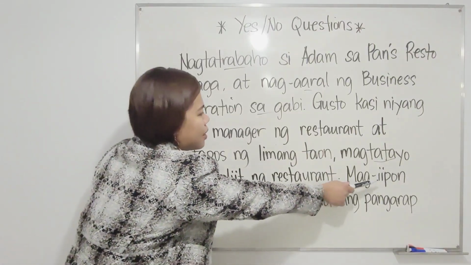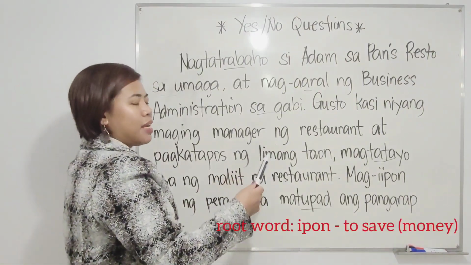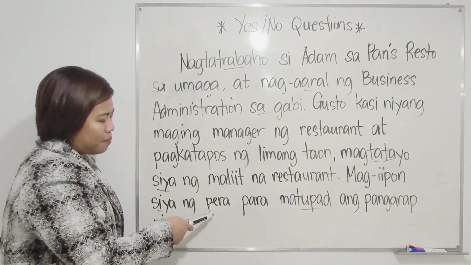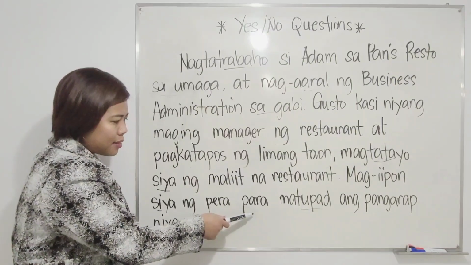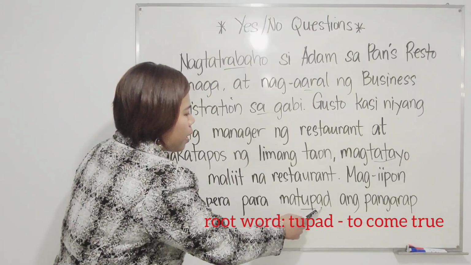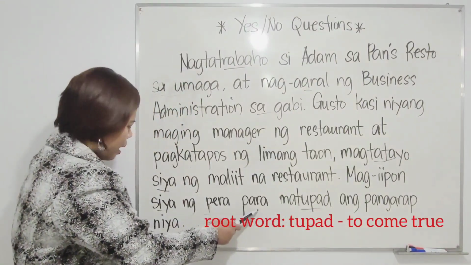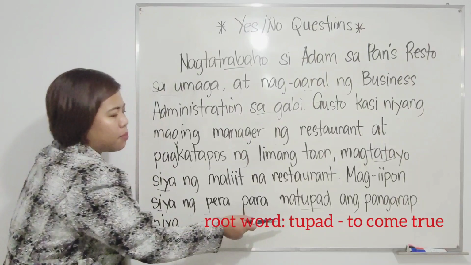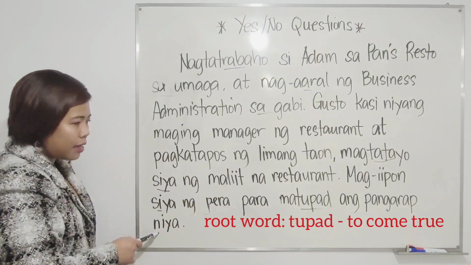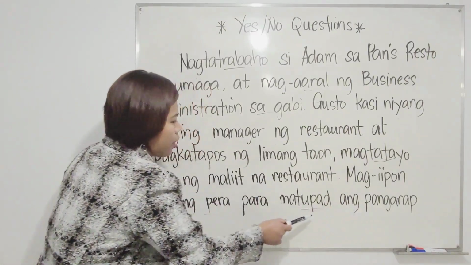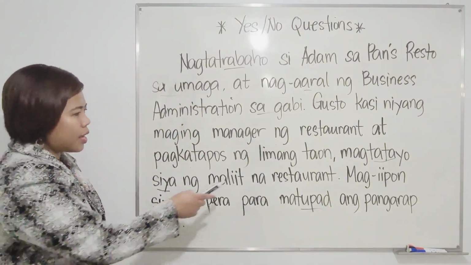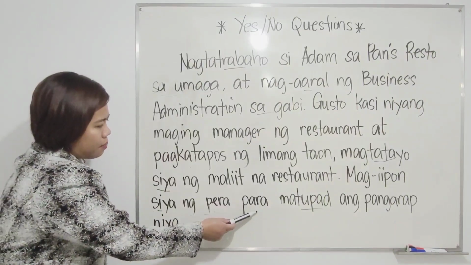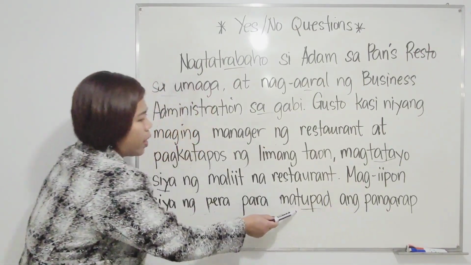Next sentence, mag-iipon siya ng pera. Mag-iipon means to save. Pera. What's pera again? Money. He is going to save money para, so that. Matupad is from the word tupad, to come true. So that. Pangarap is dream. Dream. And then tupad means to come true. And his, niya is his. His dream will come true. What was his dream? To build a restaurant. So he said he is going to save money so that his dream will come true.